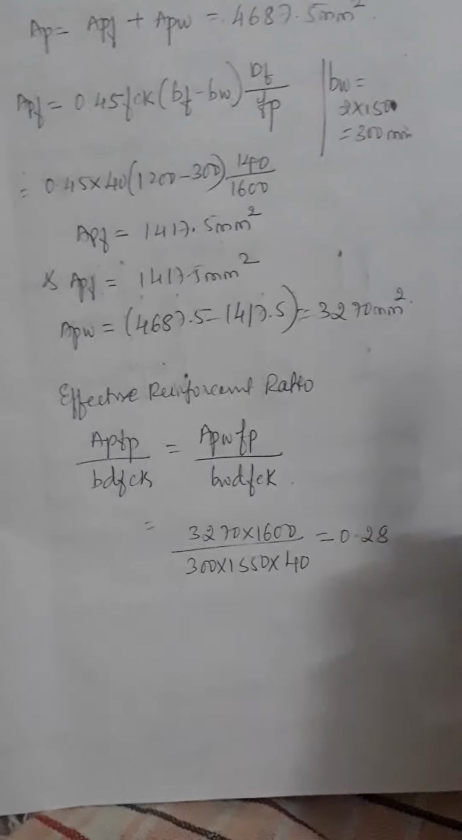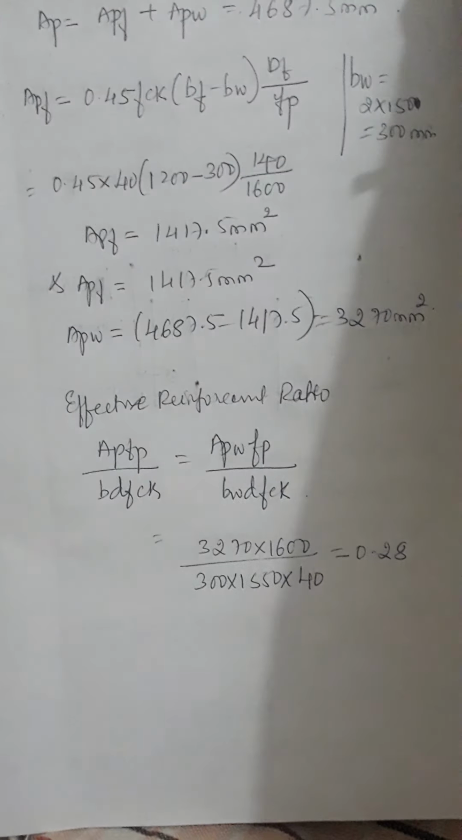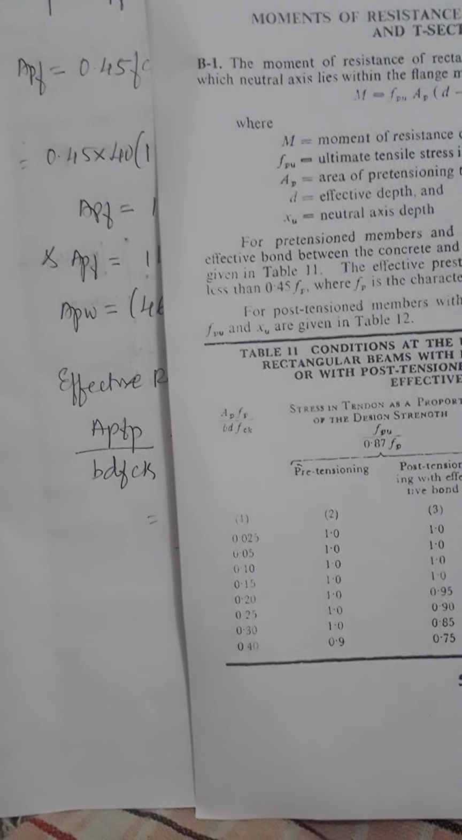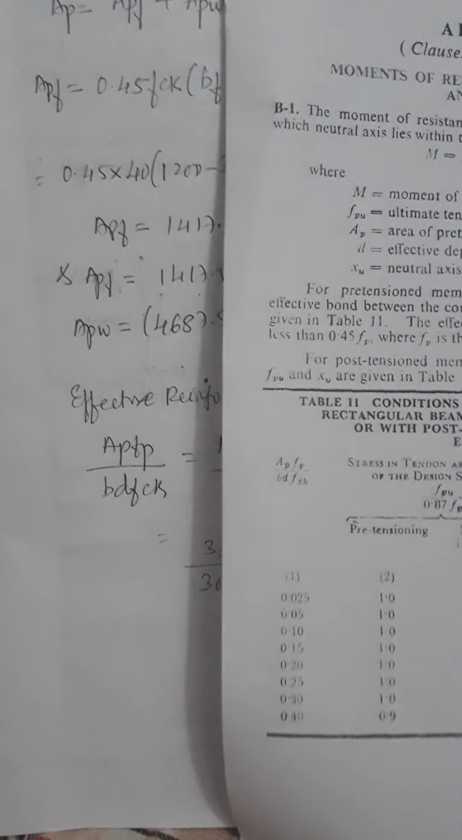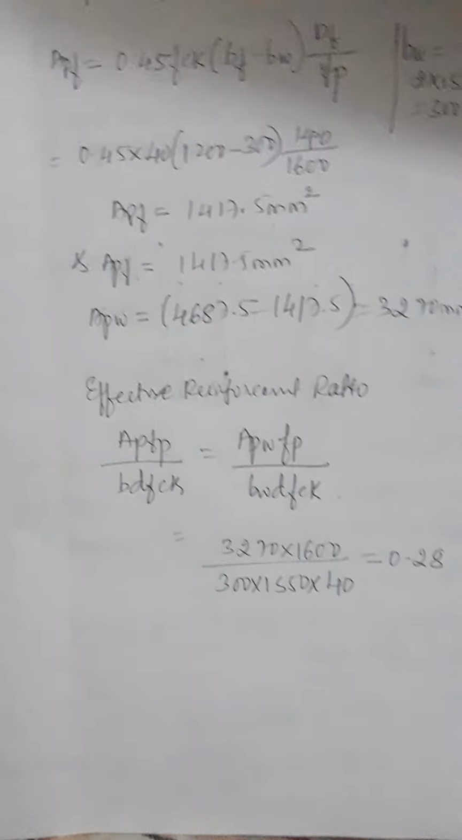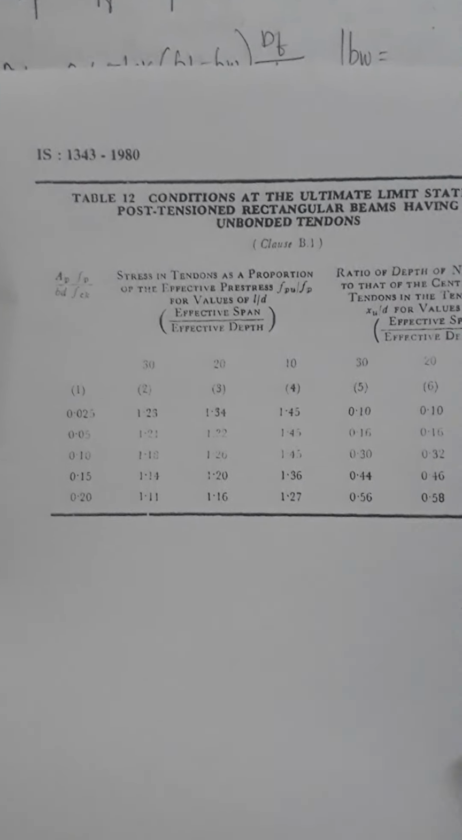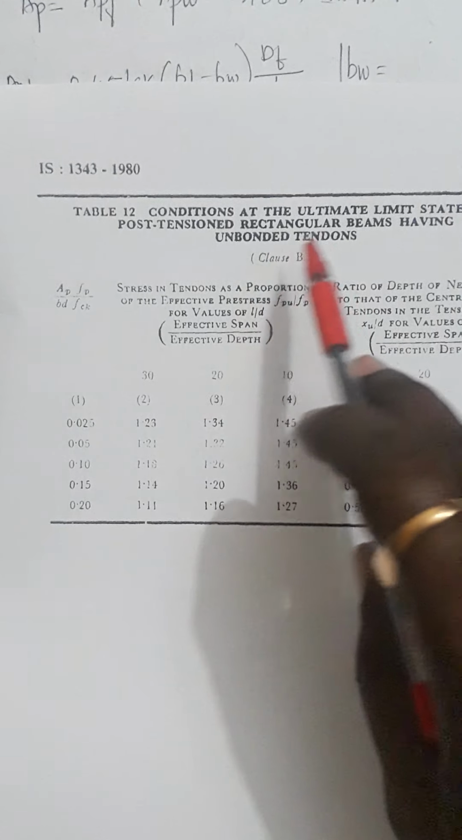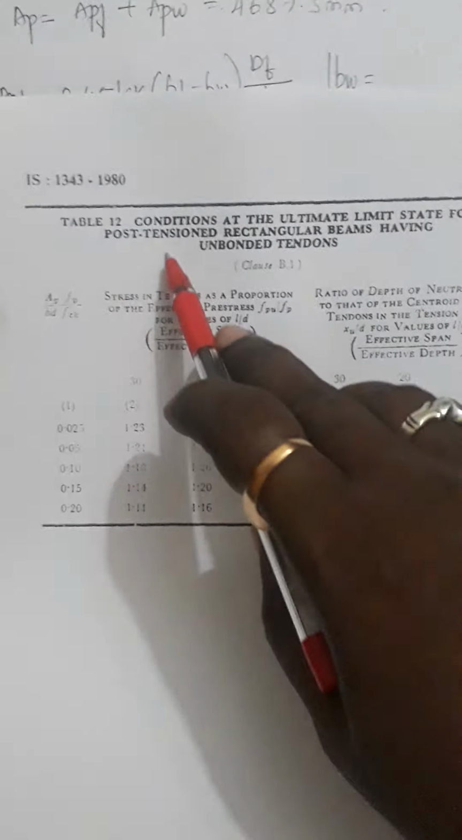Then after this you have to find the effective reinforcement ratio. It is for pre-tension, and similarly it will be used from table number 12 also. So see here, effective reinforcement ratio, table number 12 for unbonded. So AP FP upon B D FCK, IS 1343 1980.